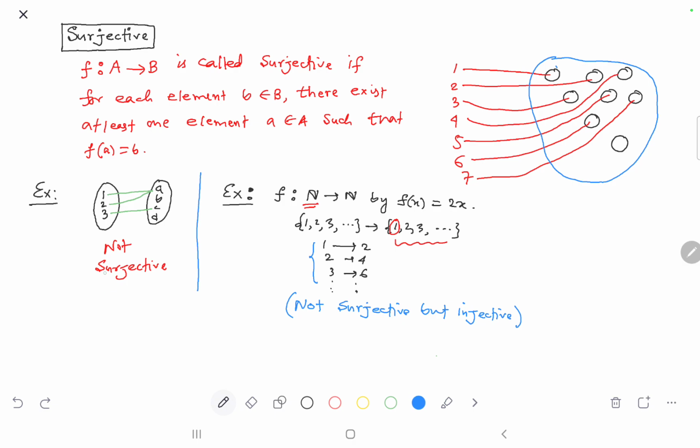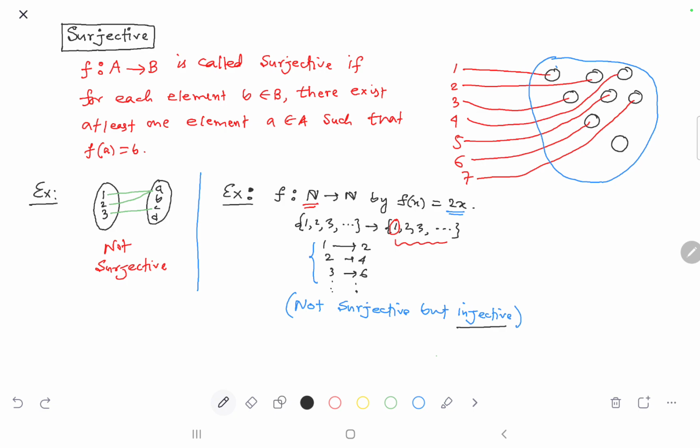Here I explained for a finite set using a diagram. Here it is by formula. You have to understand the formula in a very nice way. If you understand the formula well, then you can easily check that it is surjective or injective. And we have a process to check injectiveness, right?